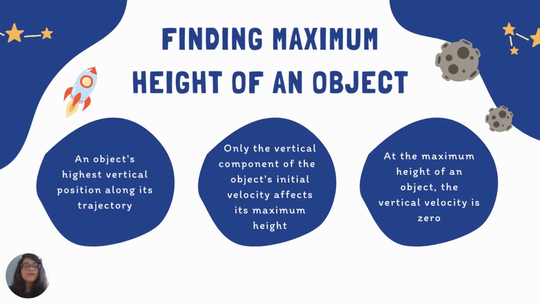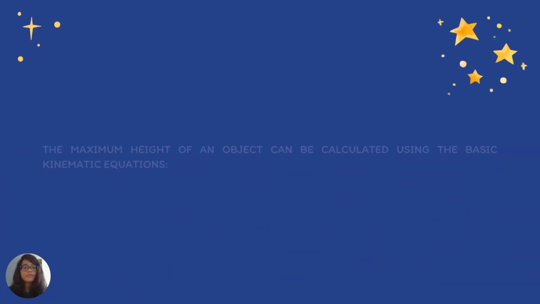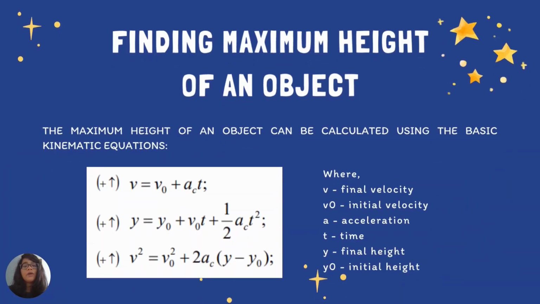An object's highest vertical position along its trajectory is its maximum height. Only the vertical component of an object's initial velocity affects it. At the maximum height of an object, the vertical velocity is equal to 0. Now, in order to find the maximum height of an object, we can use these basic kinematic equations.